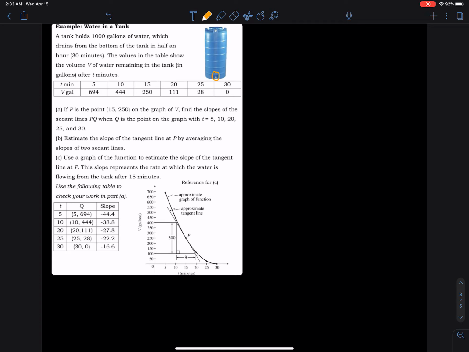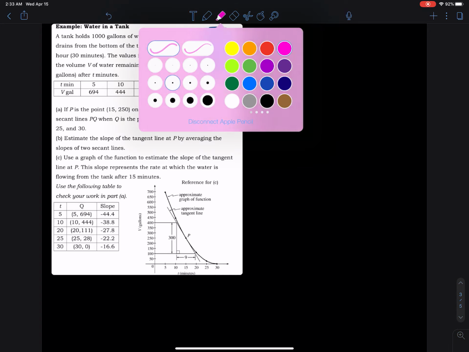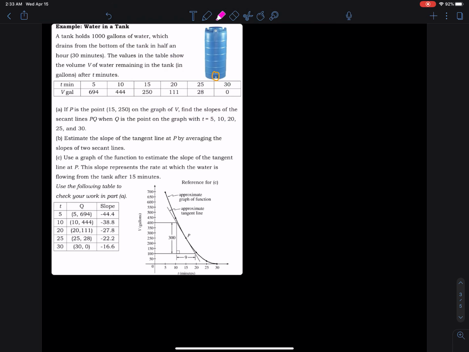And then part A, if P is the point (15, 250), so this is a point right there. Let's highlight that. They don't let me do it, so I will just write on it. Okay, so that is my point P. On the graph, find the slope of the secant line PQ, where Q is the point on the graph with t equals 5, 10, 20, 25, 30.